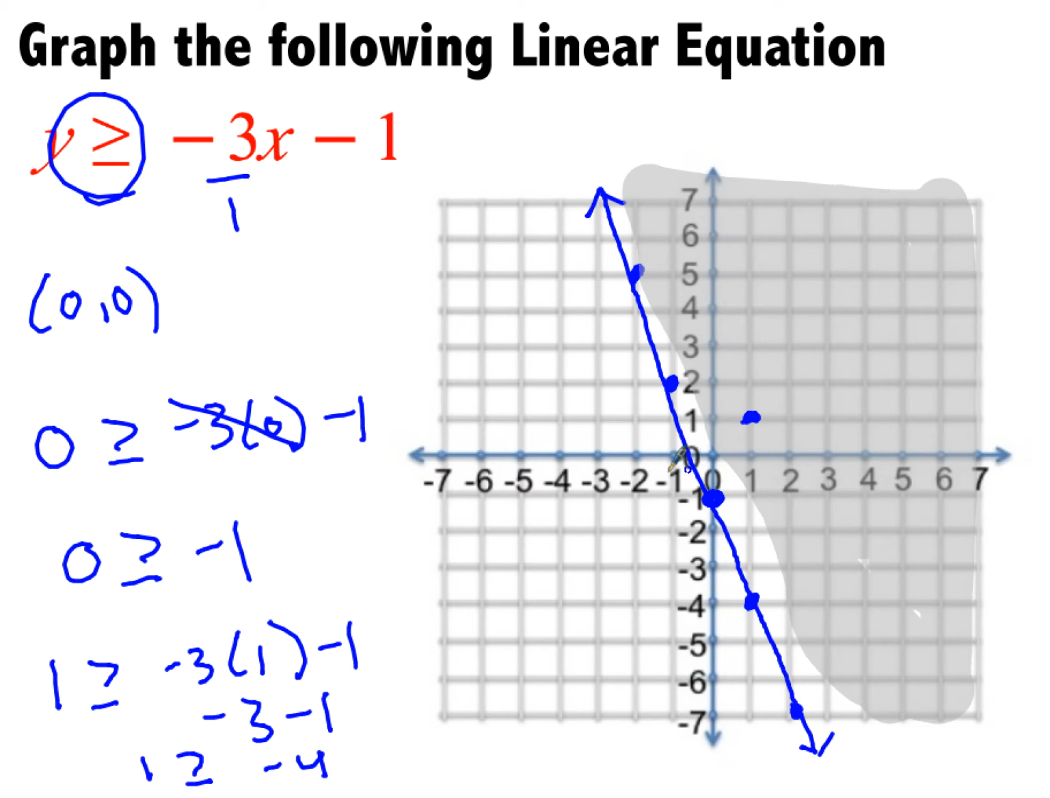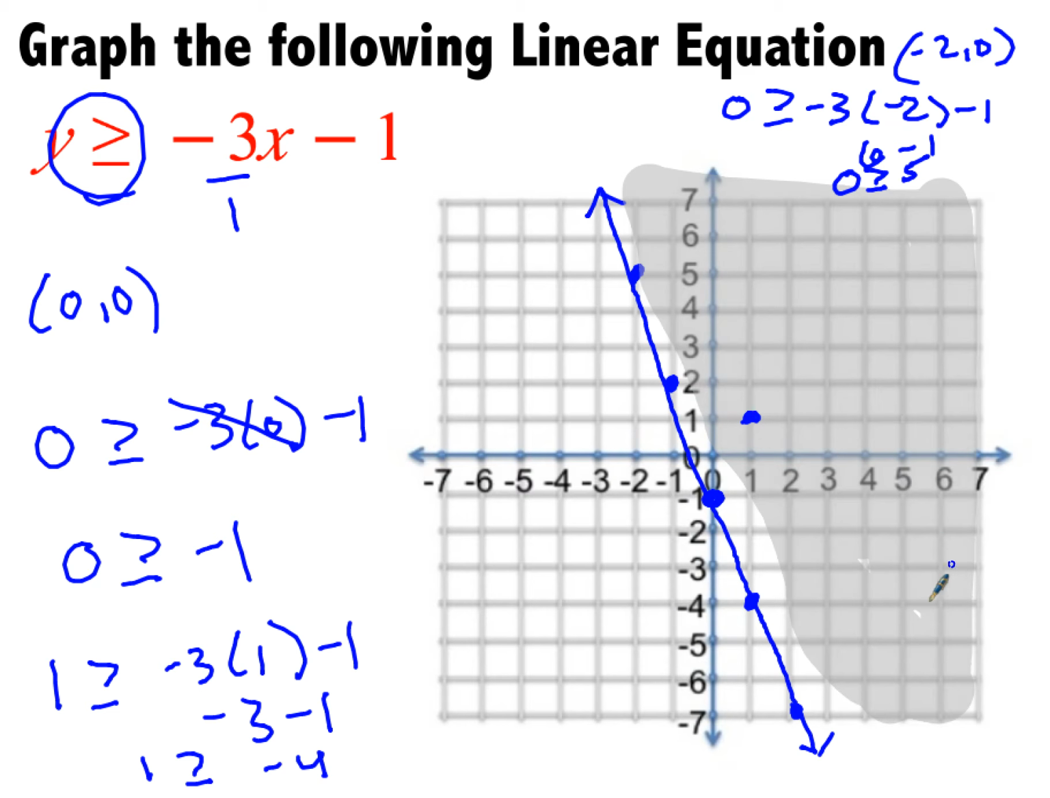If I were to plug in the point, let's plug in (-2, 0). If I plug that in, I'll have 0 is greater than or equal to -3 times -2 minus 1. -3 times -2 is +6, minus 1 is 5. So I get 0 is greater than or equal to 5. Is that a true statement? And the answer is no, it's not, because 0 is not bigger than 5. 0 is smaller than 5. And so because of that, this is not part of my solution. That's why I'm not shaded on this side of the graph.